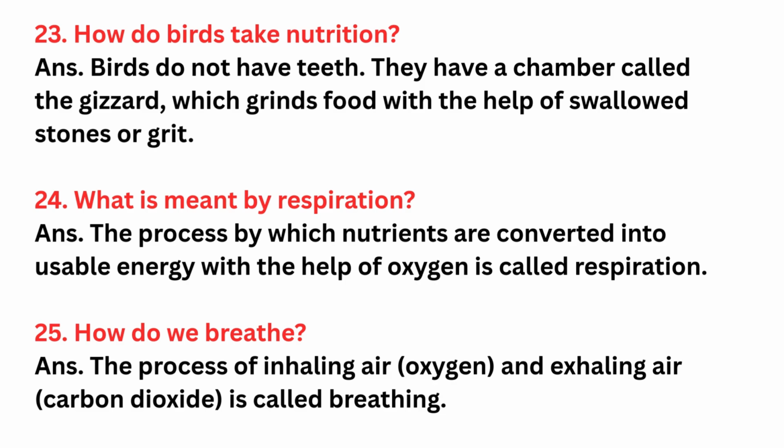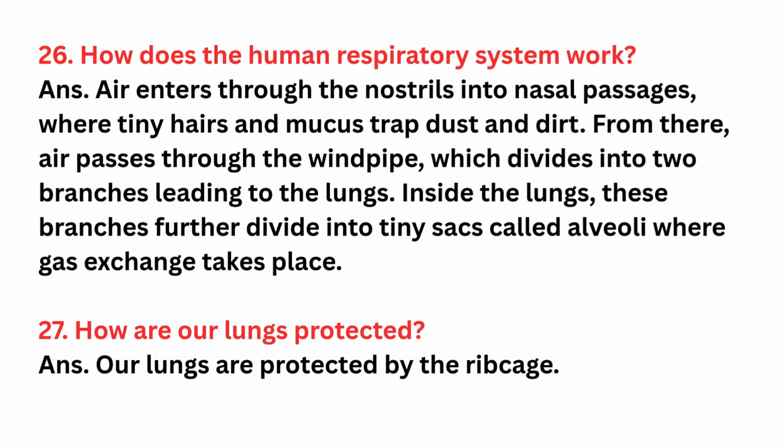Question number 25. How do we breathe? Answer. The process of inhaling air, that is oxygen, and exhaling air, that is carbon dioxide, is called breathing. Question number 26. How does the human respiratory system work? Answer. Air enters through the nostrils into nostril passages where tiny hairs and mucus trap dust and dirt. From there, air passes through the windpipe, which divides into two branches leading to the lungs. Inside the lungs, these branches further divide into tiny sacs called alveoli, where gas exchange takes place.